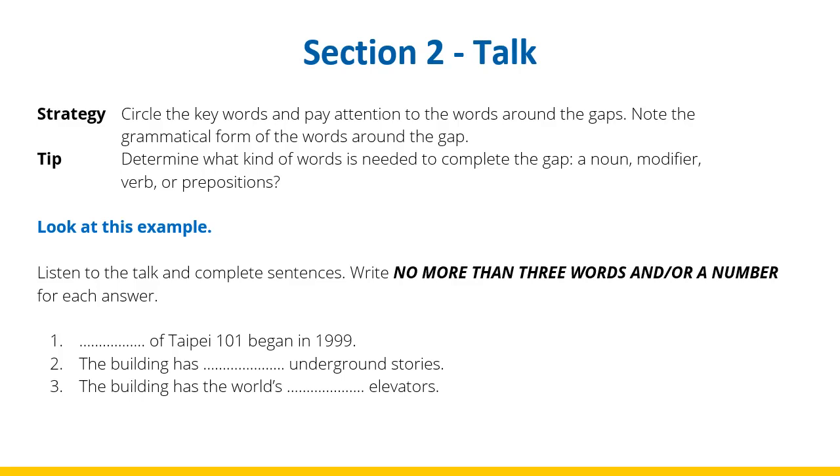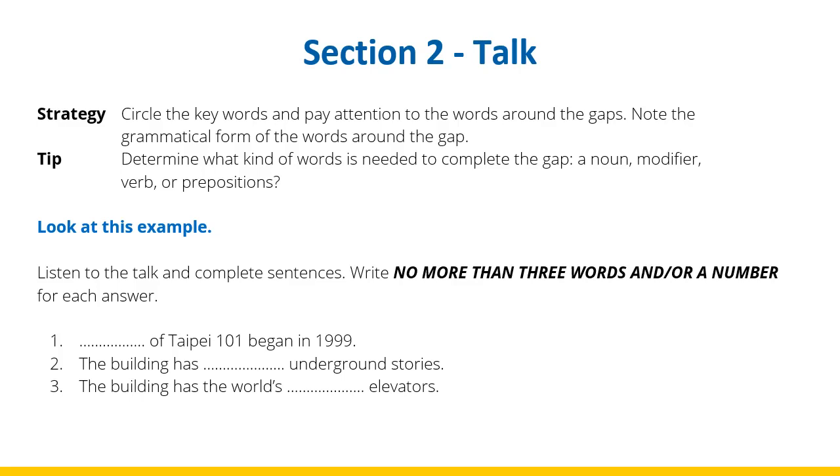And you also have to determine what kind of words are needed to complete the gap. Sometimes it can be a noun, sometimes it can be a modifier such as an adjective or adverb, or maybe it's a verb or preposition. So make sure you look at the gaps and read the complete sentence and understand what kind of information and what kind of grammatical form of the word you need to write down.